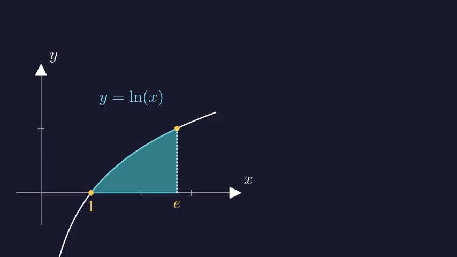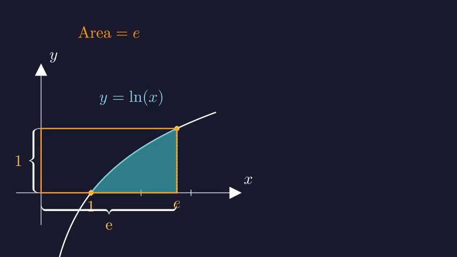Now, instead of slicing this area vertically as we do with standard Riemann sums, let us look at the bigger picture. Imagine a large rectangle defined by the origin, the point (e, 0), the point (e, 1), and the point (0, 1). The total area of this rectangle is simply the base times the height. The base is e, and the height is 1, so the total area is simply e. This rectangle is divided into two distinct parts by our logarithmic curve.